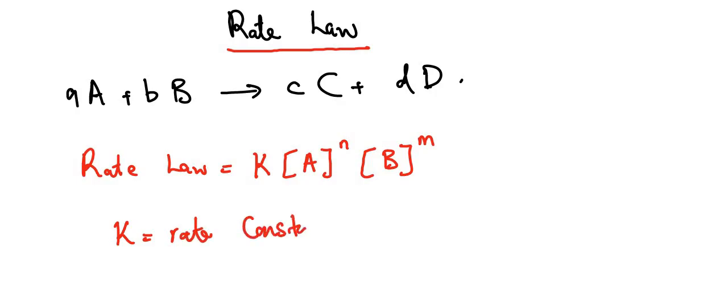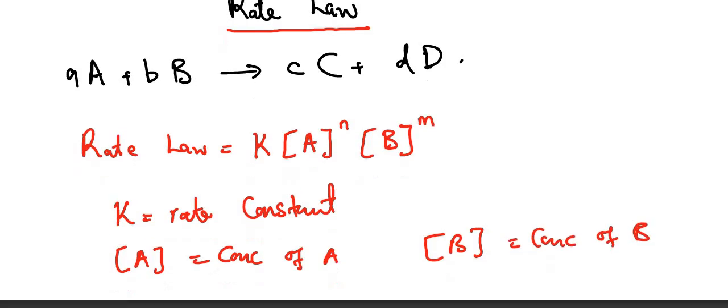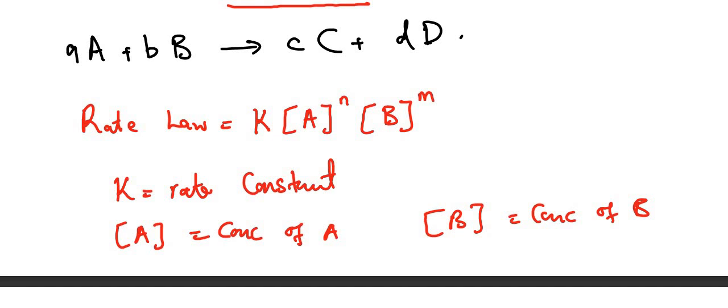It's the constant which connects the rate of the reaction and the concentrations of the reactants. And then this here, when I say something like this, this means the concentration of A. That's what it means. When I say this, it means the concentration of B. That's what you have.